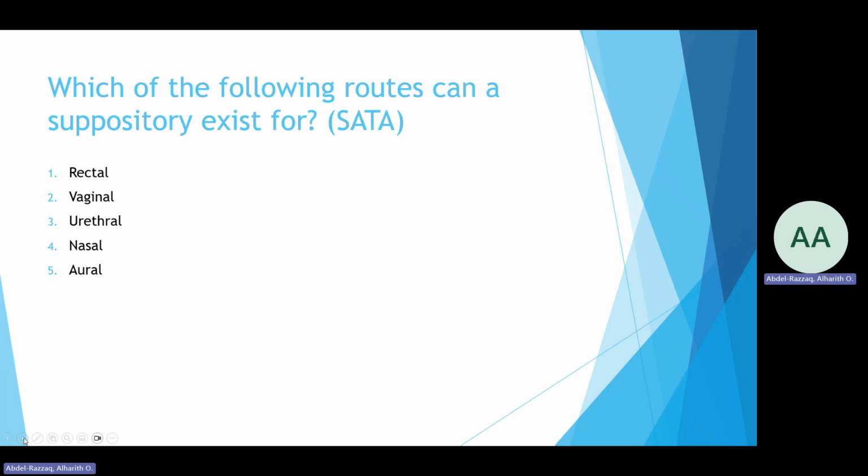And which of the following routes can a suppository exist for? This is going to be select all that applies. And the answer, forgive me, it's all of the above. And that should be the last question.